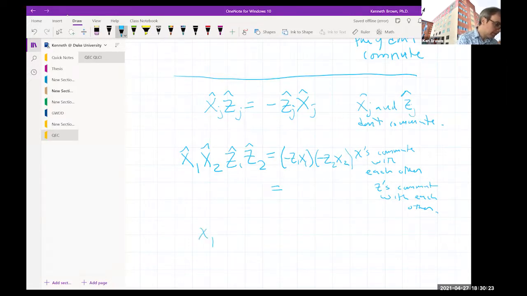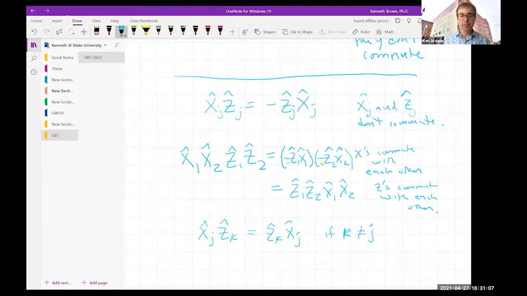Sorry, I left off one thing. If these operators are acting on different qubits, they commute, and therefore I can move these things past each other. And then when I do that, I see that I get these two negative signs, and so those cancel out. When I rearrange it, I find Z1 Z2 X1 X2. So the products commute, right?